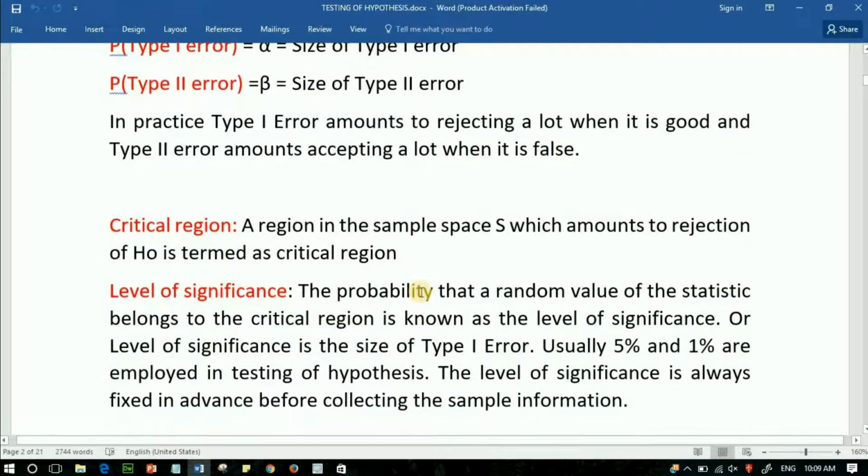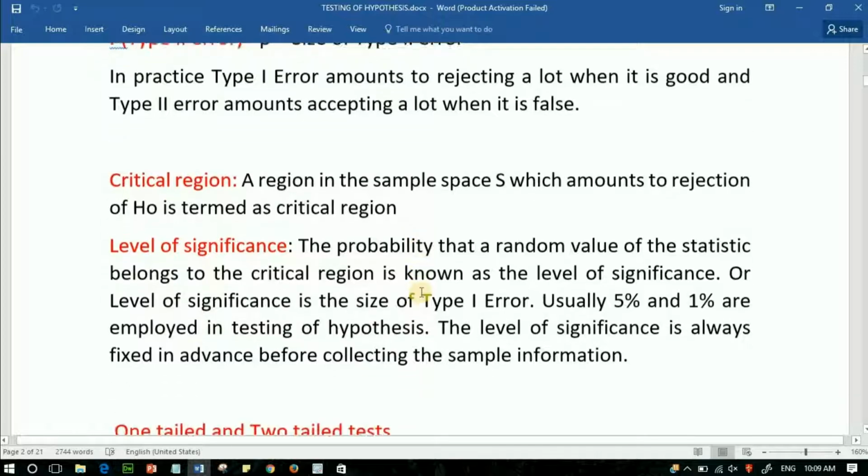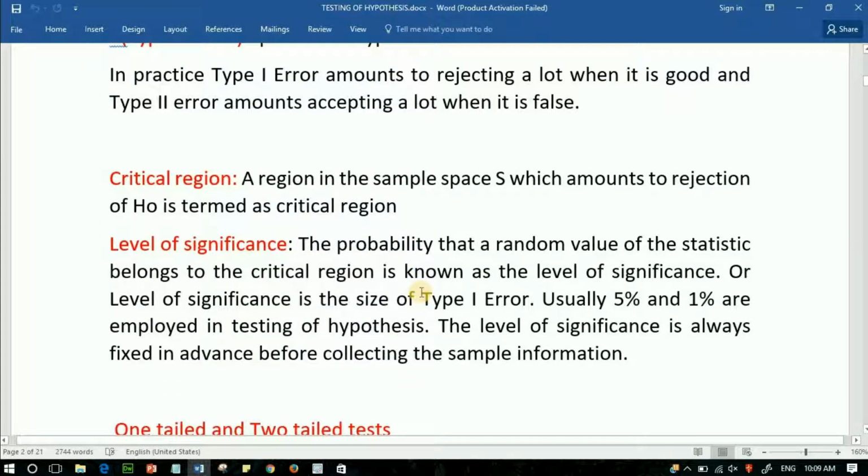Another point is critical region. A region in the sample space which amounts to rejection of H0 is termed as critical region. In two-tailed test, the critical region comes on two sides of the sampling distribution, and in one-tailed test either it may be on the left side or on the right side.